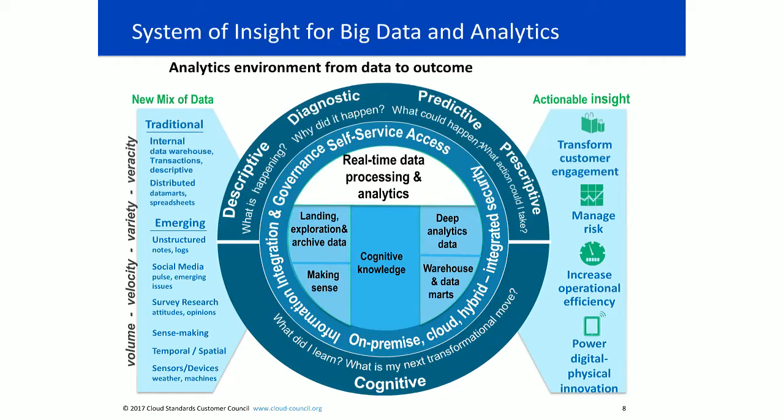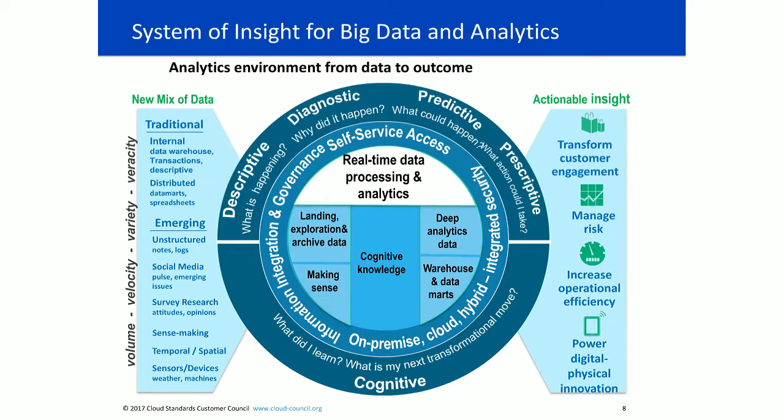The inner ring is the infrastructure, such as on-prem, cloud, and hybrid environment with integrated security. And also we have information governance, which is very important. And then the third one is the self-service axis, which I will explain in the next chart.